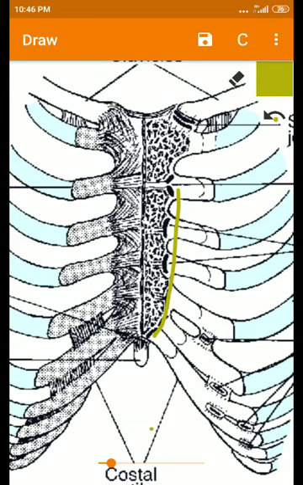That means the movements are taking place in these joints, where from second to seventh costal cartilages articulate with the sternal costal notches. Okay, so these are synovial joints. So that means each synovial joint will have a capsule, isn't it? So if you see, each and every joint is covered with a capsule.